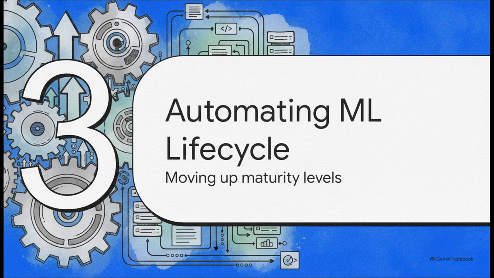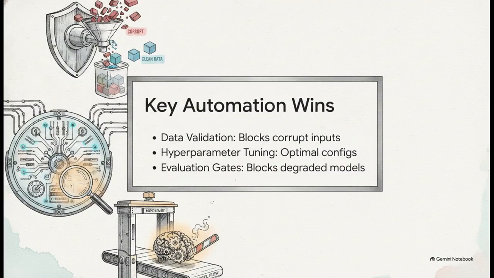Okay, Section 3, automating the ML lifecycle. What is actually required to push your organization up through those maturity phases? These are your key automation wins right here. First, you absolutely need automated data validation. By using tools like Great Expectations, you enforce schema contracts and block corrupt data right at the front gate. Next is hyperparameter tuning, which runs parallel experiments to find those optimal configurations, saving you from endless manual trial and error. And crucially, automated evaluation gates. This ensures that underperforming, degraded models never, ever see the light of day in your production environment.